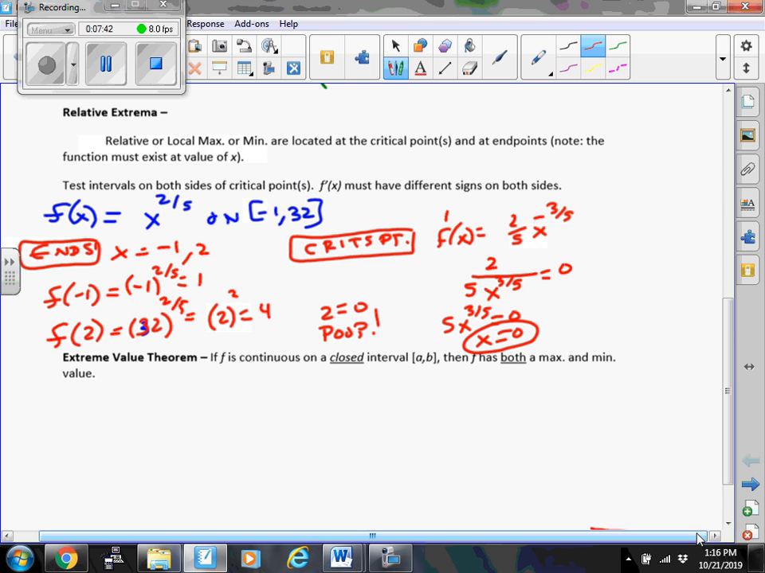Go ahead and plug that in. You need its value, and you get 0.